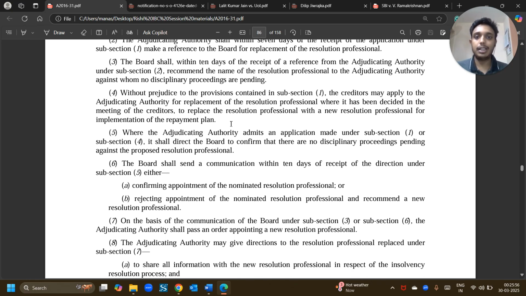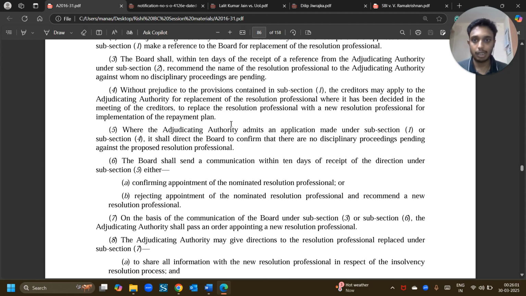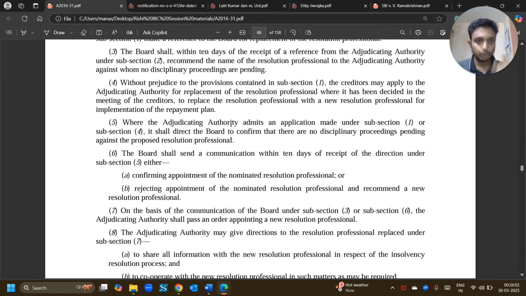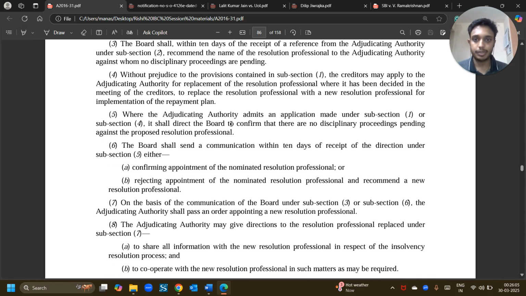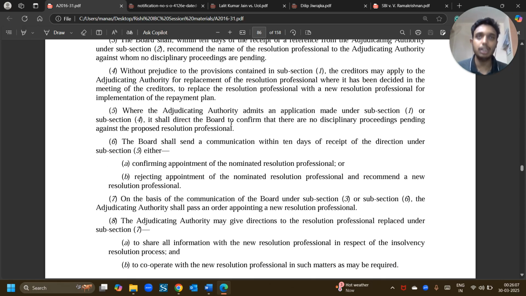The IBBI, within 10 days of the receipt of a reference from the adjudicating authority, will recommend the name of an RP, and it's crucial to ensure that there are no disciplinary proceedings which are pending against that RP. So here, the onus is again on the IBBI to ensure that whatever name it is recommending is of such a person against whom no disciplinary proceedings are pending.